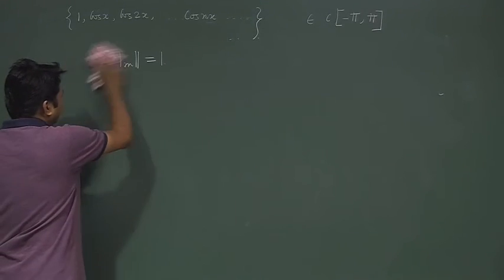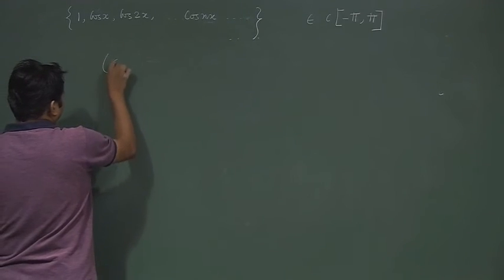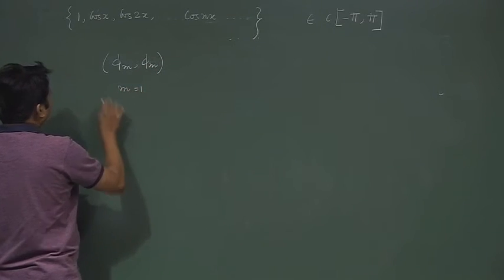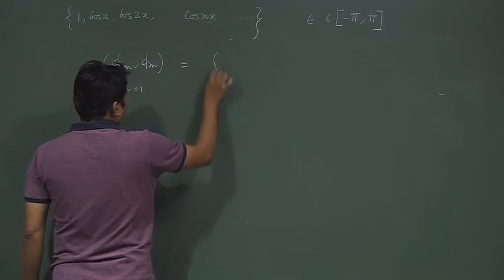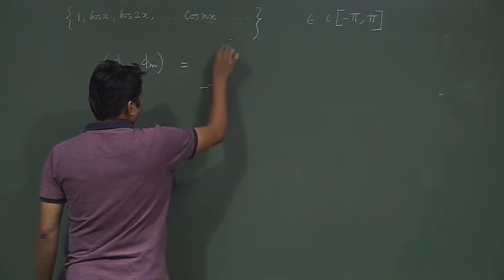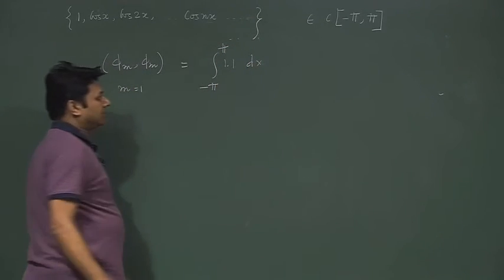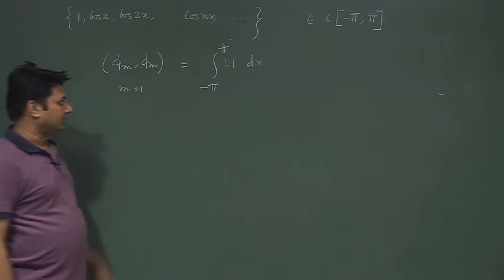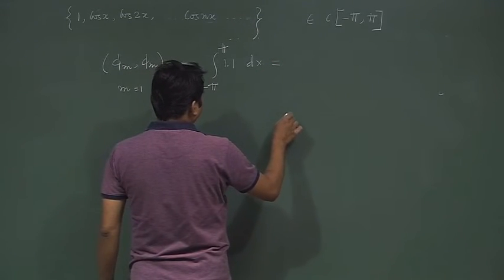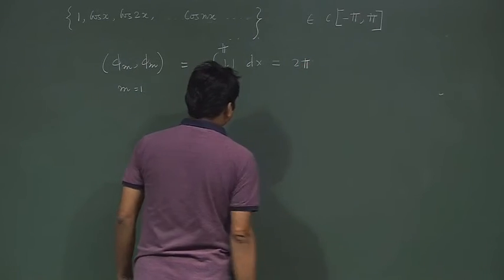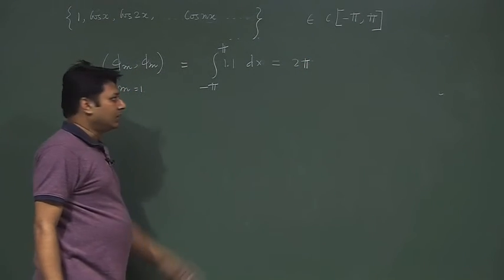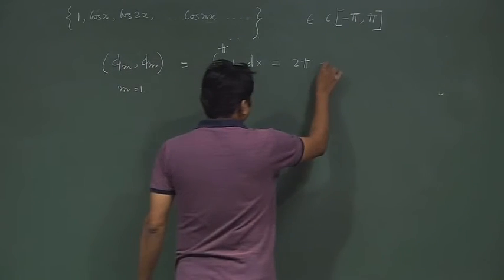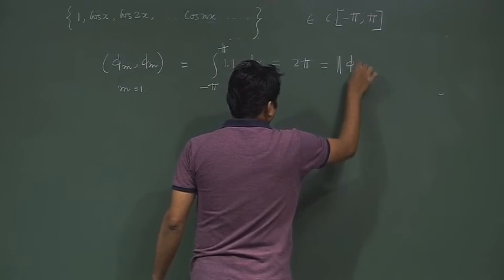So, in order to check that, again I need to do the same thing, but now I will take any phi m with phi m. When m is 1, I will do the integration, this is for m is 1, that is 1 into 1, from minus pi to pi, dx. I am making the inner product for the same function so that I can find out the norm of this function. If I do, then I will find it is 2 pi. This is x from minus pi to pi, then it will be 2 pi. This 2 pi is basically the value of phi 1 square.